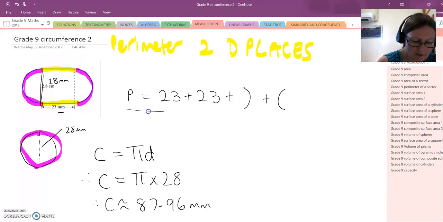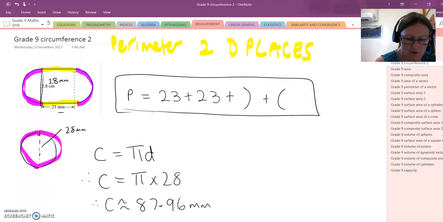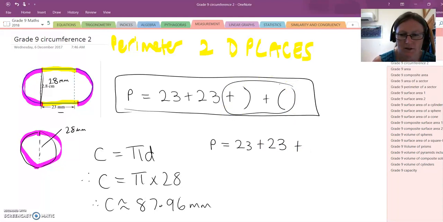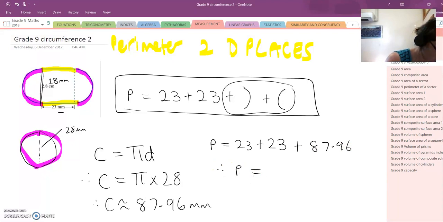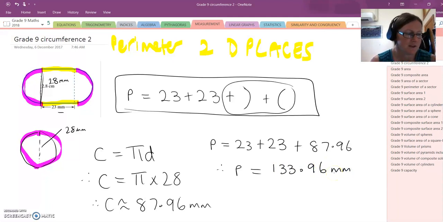So now let's go back up here. To find my perimeter, the total distance around, I've got the yellow bit, 23, the second yellow bit, 23, and then the distance around the pink bit, my circle, which we said was 87.96. And if I add all that up, plus 23 plus 23, it's equal to 133.96 millimeters.